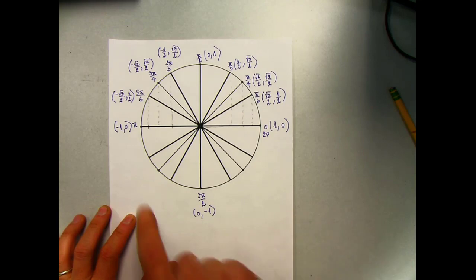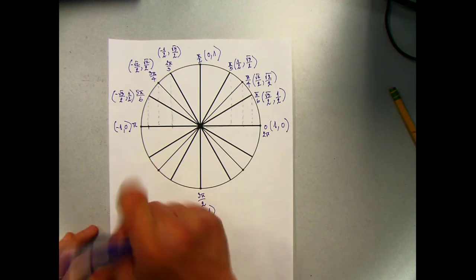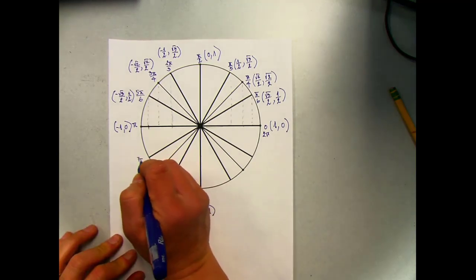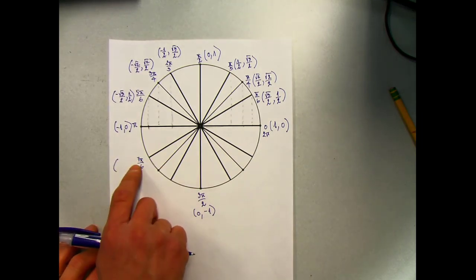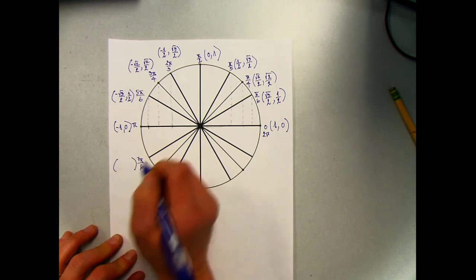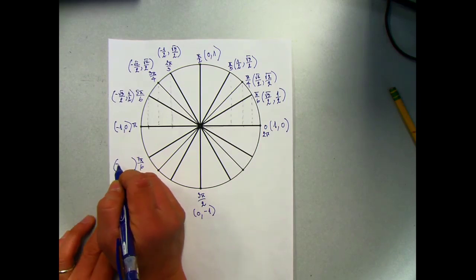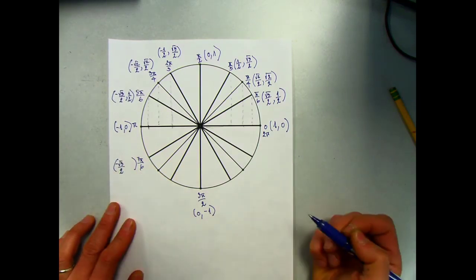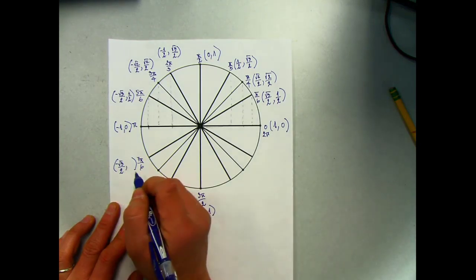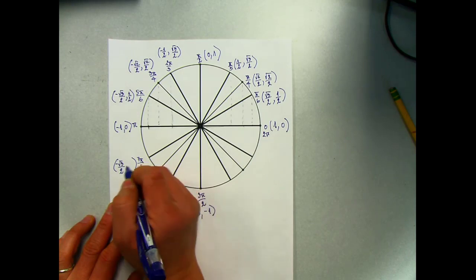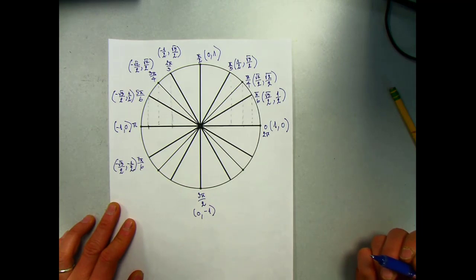All right. So now, what angle is this? 7 pi over 6. Right. All right. So, what's the cosine value for that angle, the same as the x value of the terminal point? Cosine of negative square root of 3 over 2. You guys all agree? And then what's the sine value? Negative 1/2, right? Good.